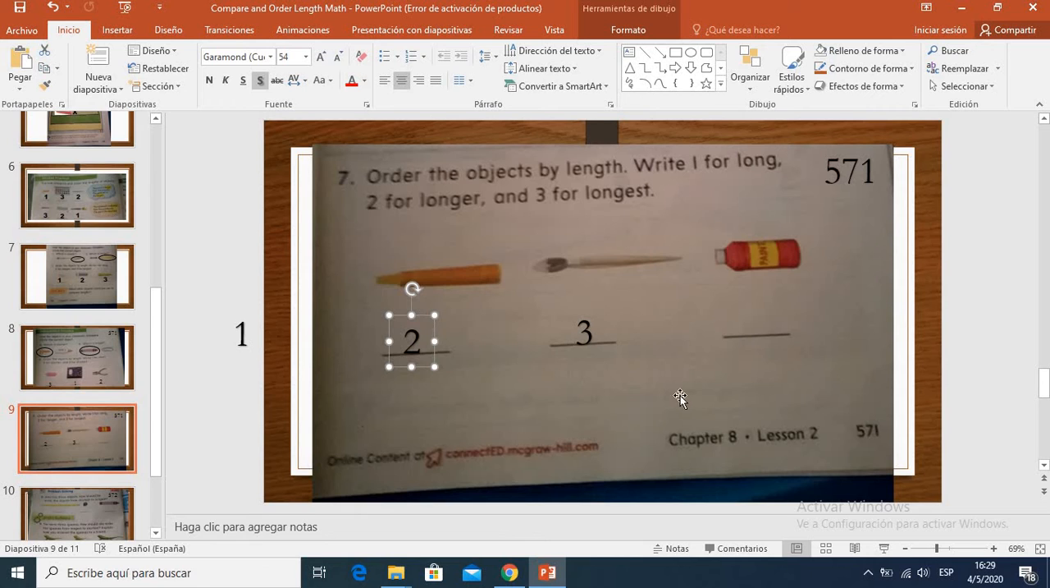Okay? And finally, which one is long? The bottle of tube. Alright? They look similar in size, but there's a little difference between them. Okay? So, in Spanish, los 3 objetos son largos.